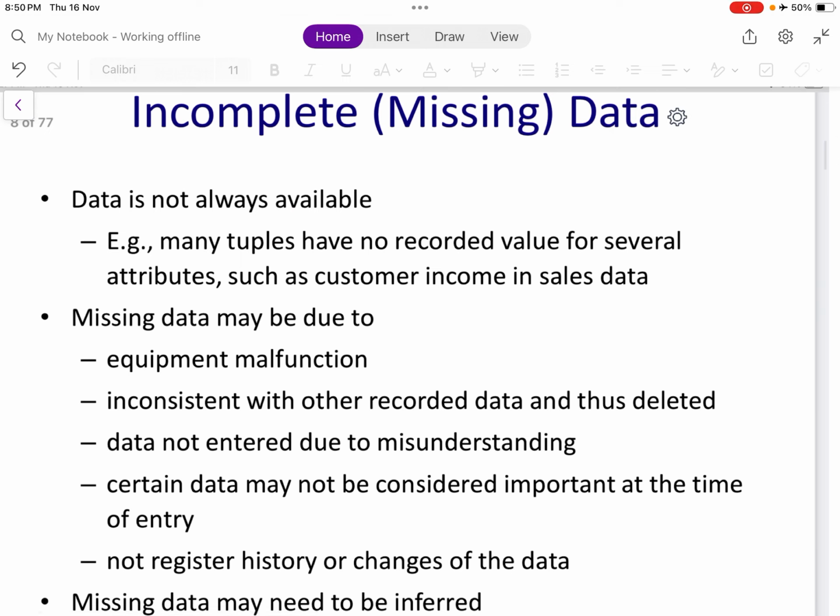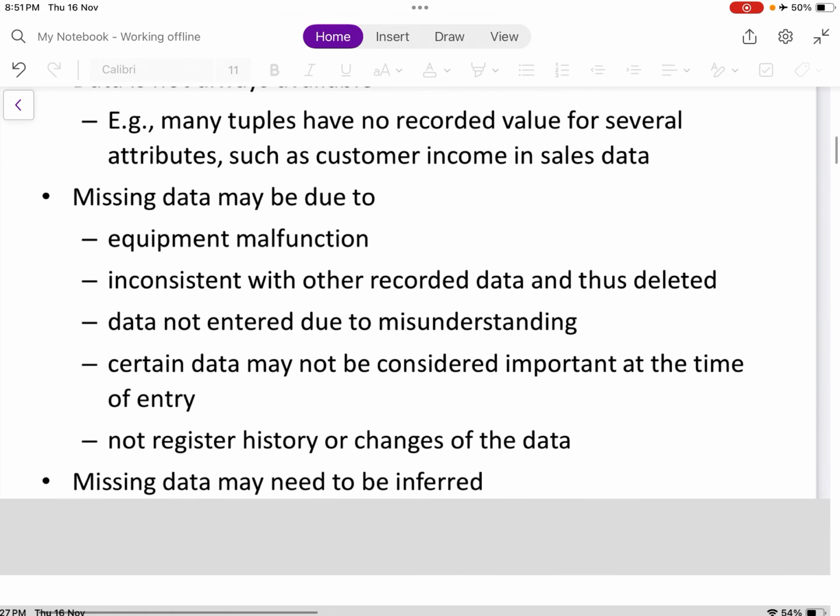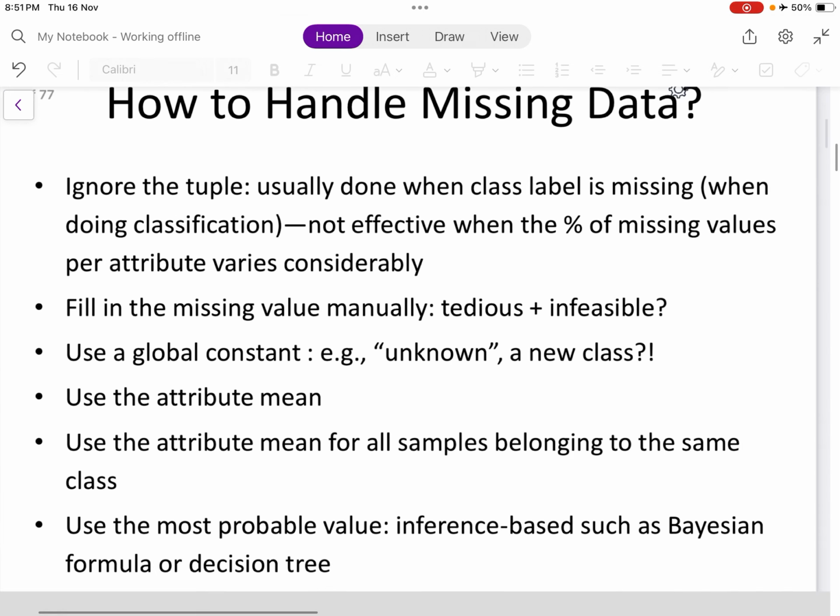Incomplete or missing data. Data is not always available. For example, many tuples have no recorded values for several attributes, such as customer income in sales data. In sales data, the customer's income is a tuple that has a missing value. Missing data may be due to equipment malfunction, inconsistency with other recorded data and thus deleted, or data not entered due to misunderstanding. Certain data may not be considered important at the time of entry, or history or changes of the data not registered. Missing data may need to be inferred.